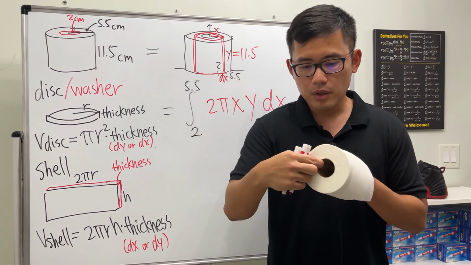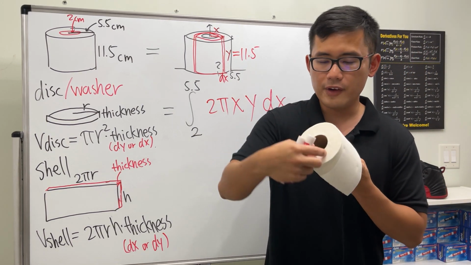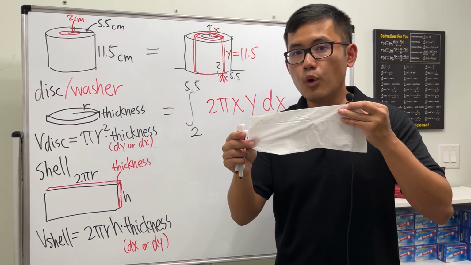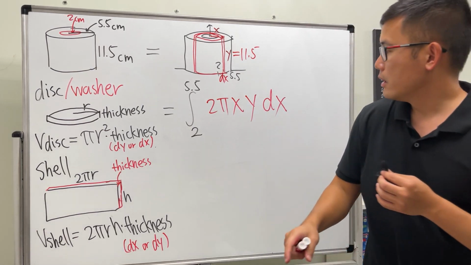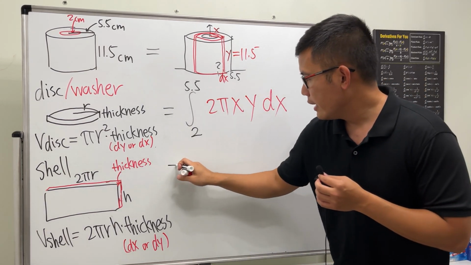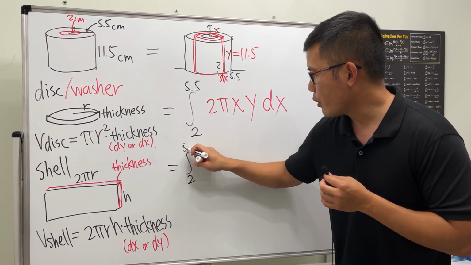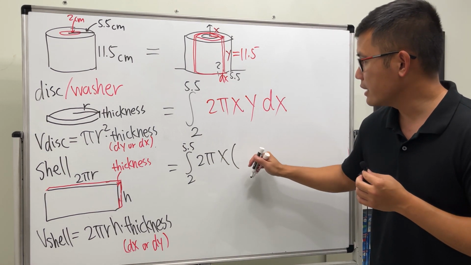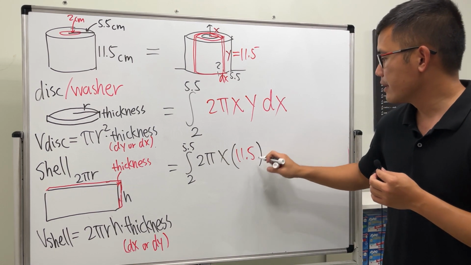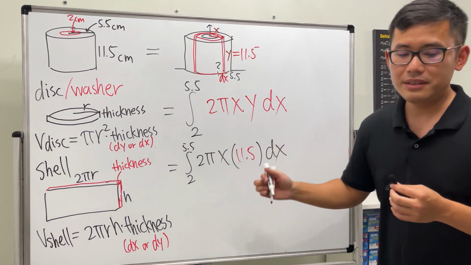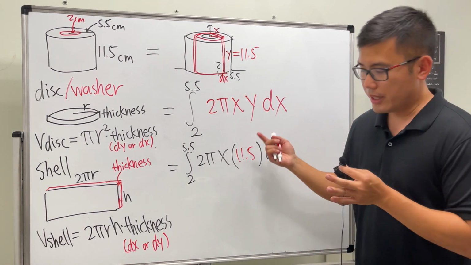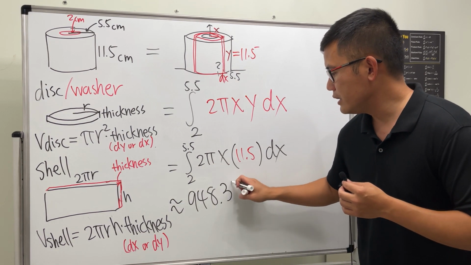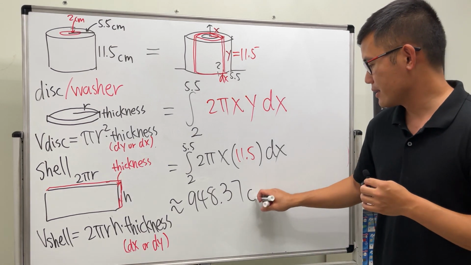It doesn't matter where you unwrap the toilet paper, like the very inside or very outside. The side right here, which is the height, is always 11.5. It's a constant. So we just have to put 11.5 right here, and we will get the integral going from 2 to 5.5, and then we just have 2 pi, you keep the x, and then the y is 11.5 dx. And then we can just go ahead and integrate this, and again you can just do it on your calculator. 948.37, I guarantee you, centimeter cube.